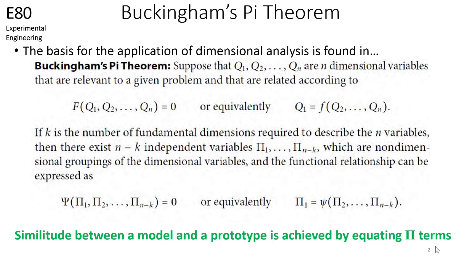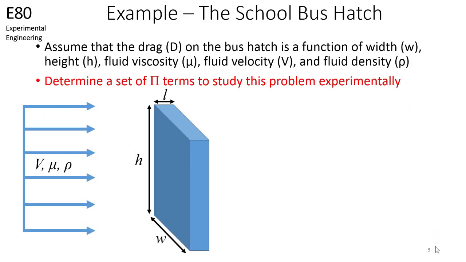The key point here is that similitude between a model and a prototype is achieved by equating pi terms. Let's dive right in to showing how a set of pi terms could be determined. Let's go back to the simple bus hatch. How do we determine a set of pi terms to study this problem experimentally? First we ask, what is drag a function of?